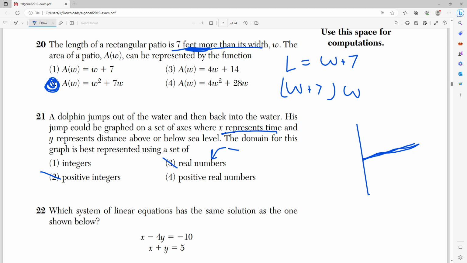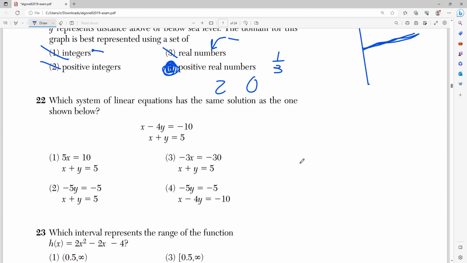So positive integers is out. Integers is out because this also includes negative numbers, and as we just said, you can't have negative seconds. So that's going to leave you with positive real numbers. That's all. You could have 1/3 of a second, you could have 2 seconds, you could have 0 seconds. Boom. That's all. Number 22 asks which system of linear equations has the same solution as the one shown above.